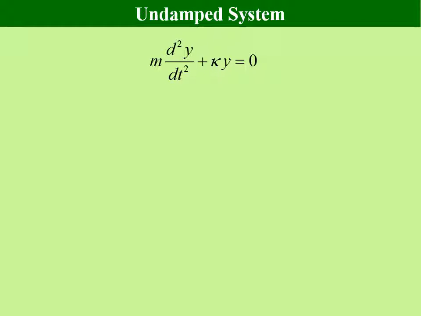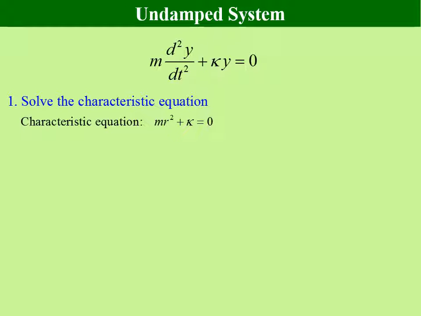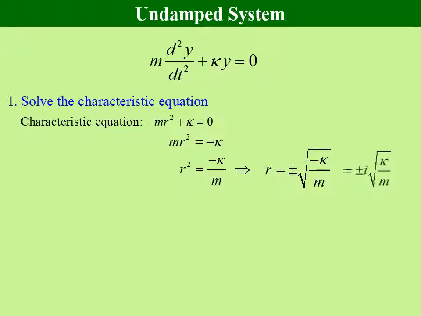Now we'll first investigate the undamped system. That's where the lambda is 0. Well, just like we did in the earlier chapter, we can solve the characteristic equation, and we come up with the two solutions, plus or minus square root of negative kappa over m. Well, remember, kappa and m were both positive constants. That means that these will be complex numbers. So we will have the solution plus or minus square root of kappa over m times i.